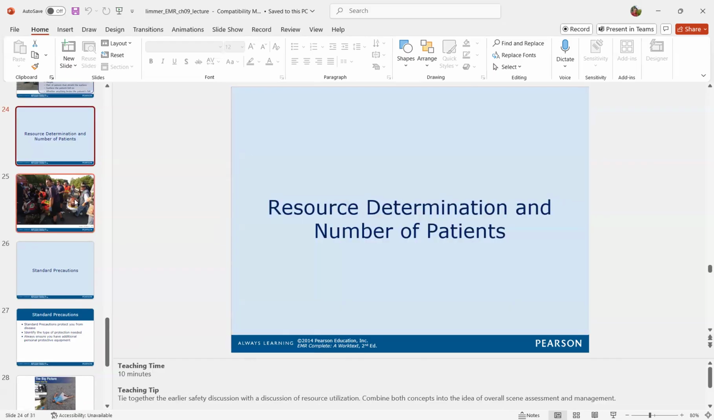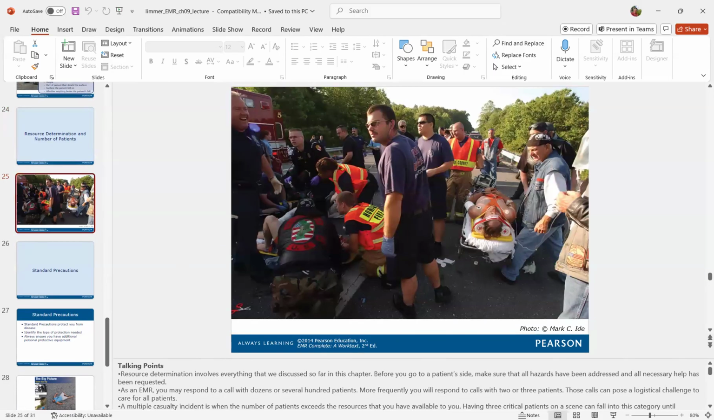Determining the number of patients and resources. This part is about how many people you need there. A resource determination involves everything that we discussed so far. Before you go into the patient side, make sure that you have everything you need heading your direction. If you need ALS, you're requesting them. If you need a helicopter, you're requesting them. If you need hazmat, you're requesting them. Fire, if you need the power off, you're calling the power company, that type of thing.